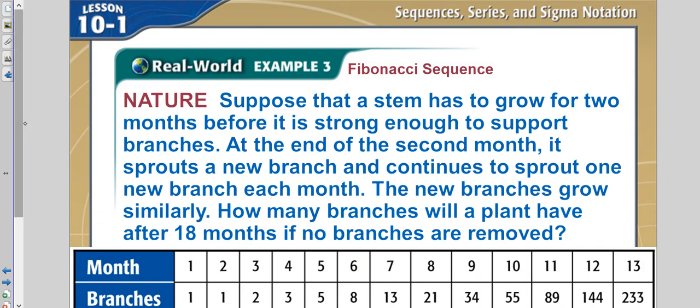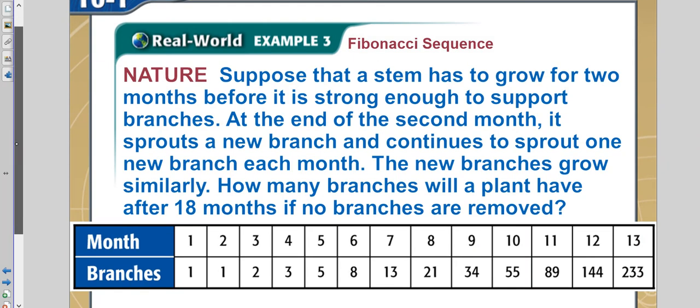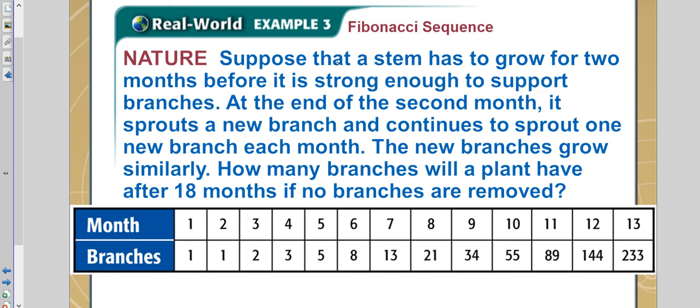Now we're going to see a Fibonacci sequence. So Fibonacci sequence, as I mentioned before, is where we add the previous two numbers together. So it says here, suppose that a stem has to grow for 2 months before it is strong enough to support branches. At the end of the second month, it sprouts a new branch and continues to sprout one new branch each month. The new branches grow similarly. How many branches will a plant have after 18 months if no branches are removed?